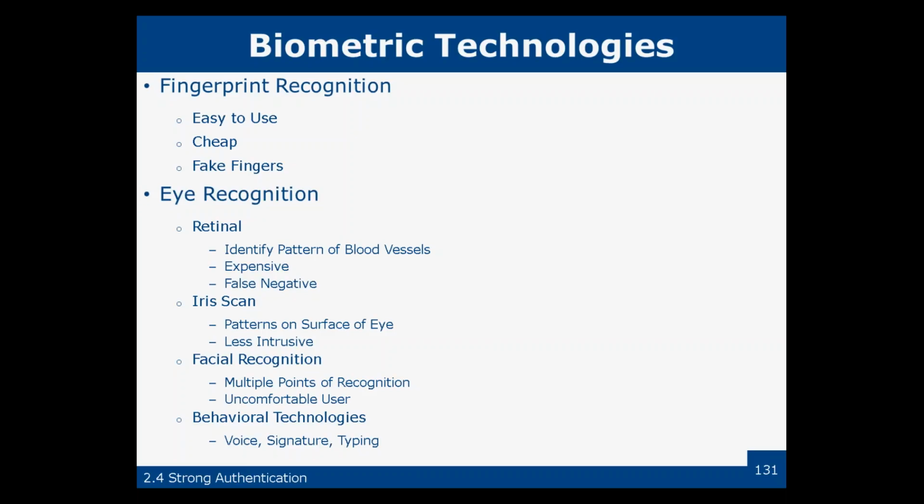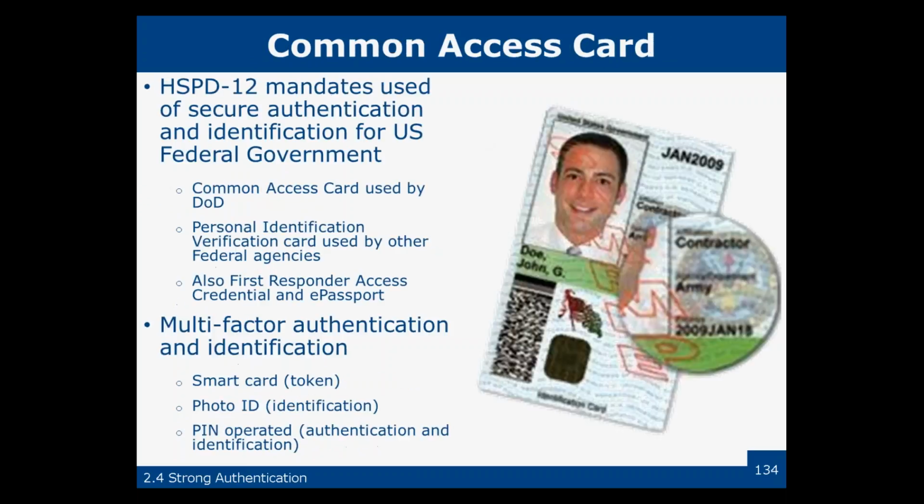And then we have the behavioral: the voice, the signature, and the typing. The signature is more than just the shape. It's the way you sign your name, the pressures that you use, how fast you make the stroke, and those types of things. And then typing, with me, the error rate would be really big. So typing can be one of those things. Behavioral technologies are also available through these things.